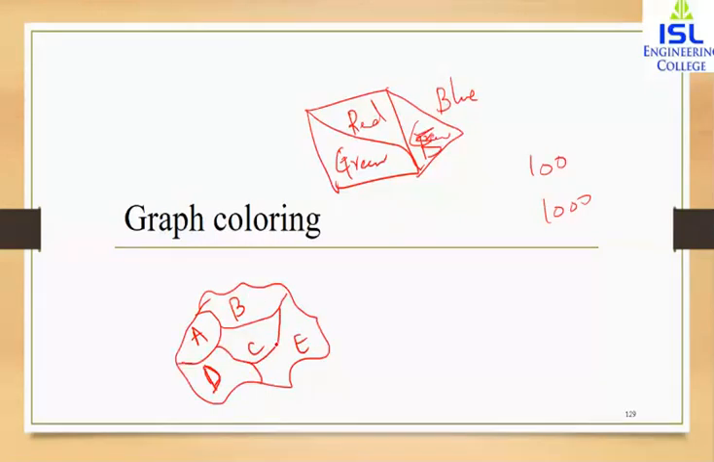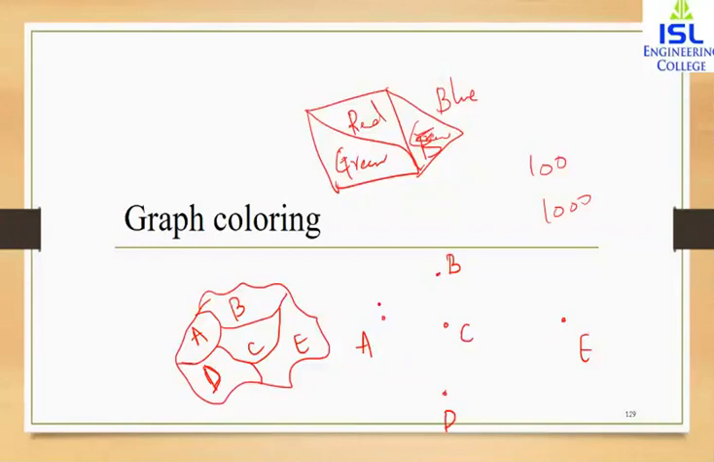Basically, each map in the plane can be represented by a graph. To set up the correspondence between a map and a graph, each region of the map is represented by a vertex. So for each region we have to take a vertex. So I'll take 5 vertices: A, B, C, D and E. After that, edges connect two vertices if the regions represented by those vertices have a common border.